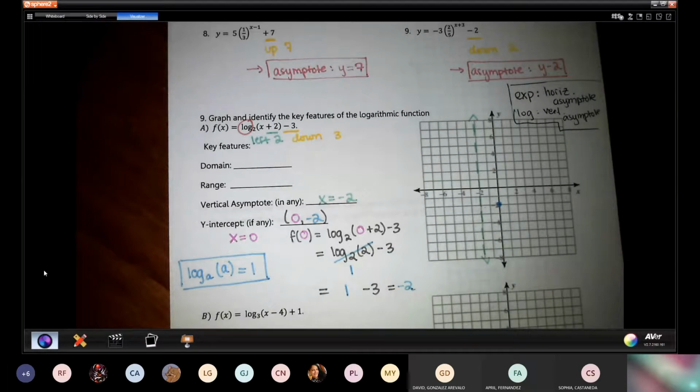Cool. So we have our y-intercept, right? And we have our vertical asymptote. Now we just have to graph it. So in order to graph this, right, we're going to want to plug in another number, right? Let's see, what's a good number to plug in? For instance, we could find our x-intercepts, right? So to find our x-intercept, how do we do that?